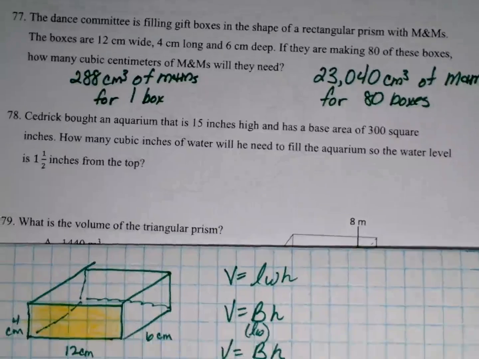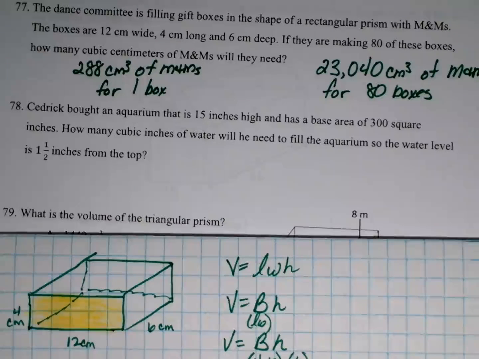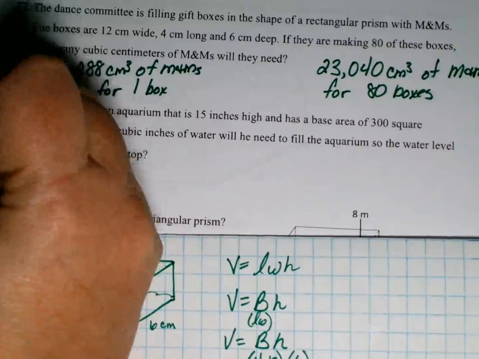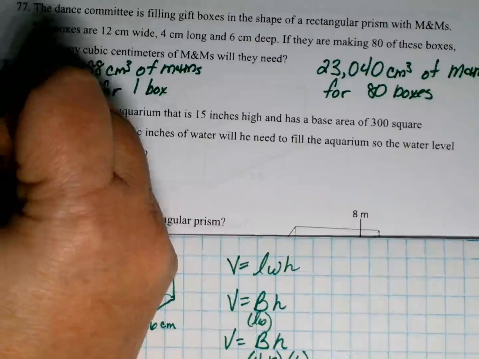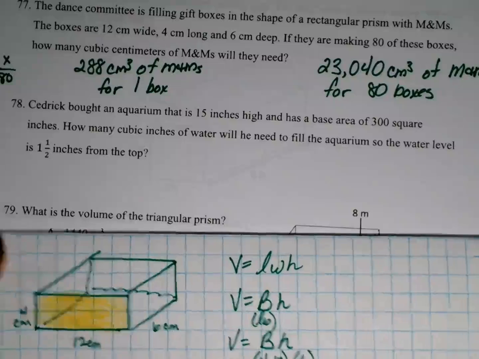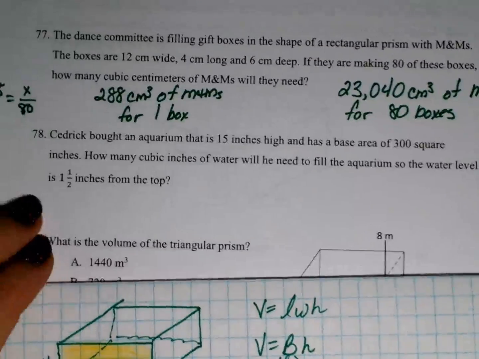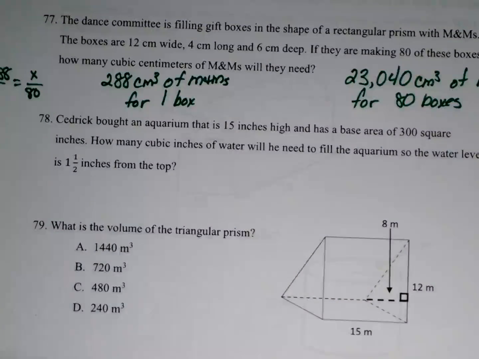We cool? Sounds like working with ratio. It is, because we could have written this as 288 to 1 is x to 80, right? Yes. We could have written it as a ratio. That's a good call. I was just thinking that. Okay. All right, number 78.